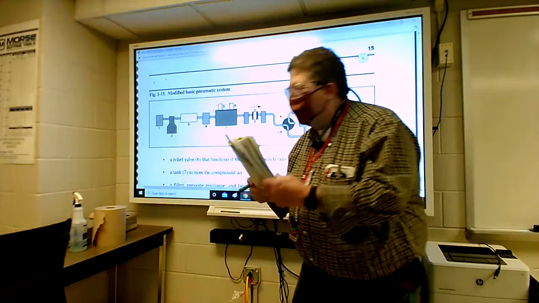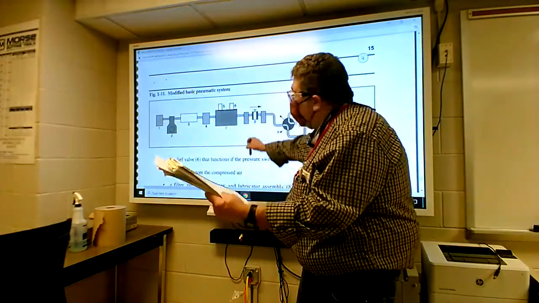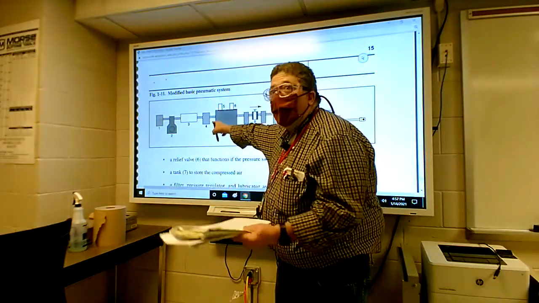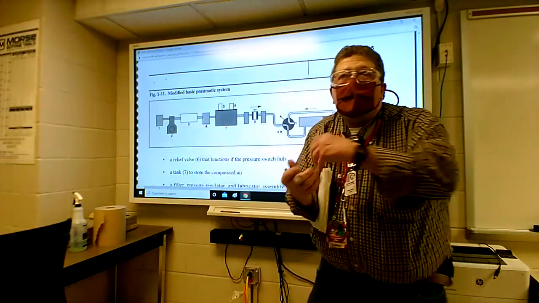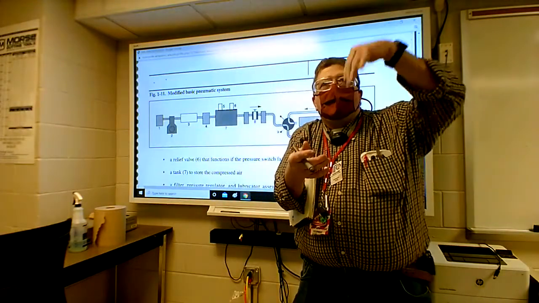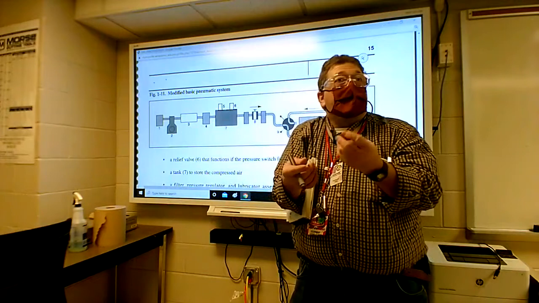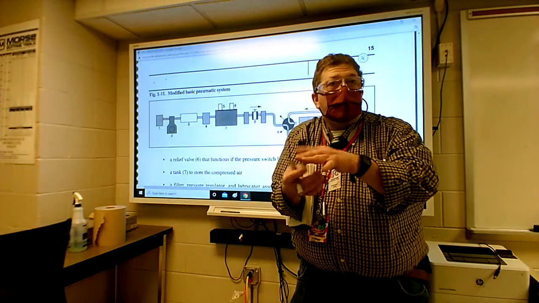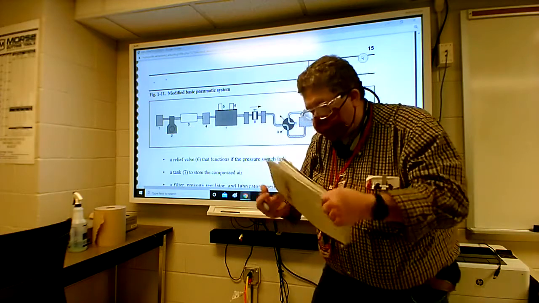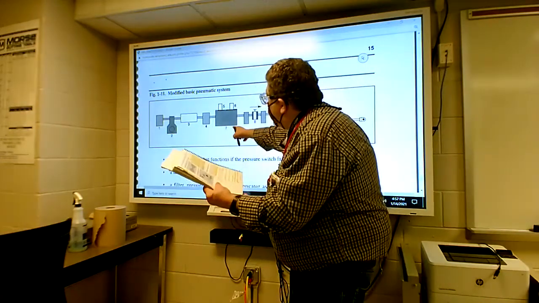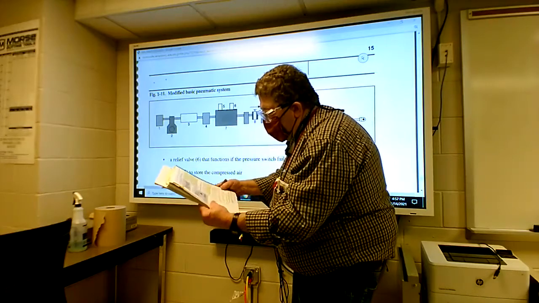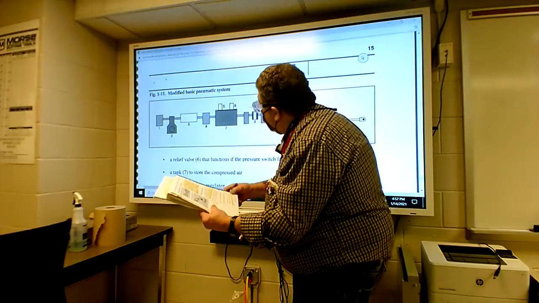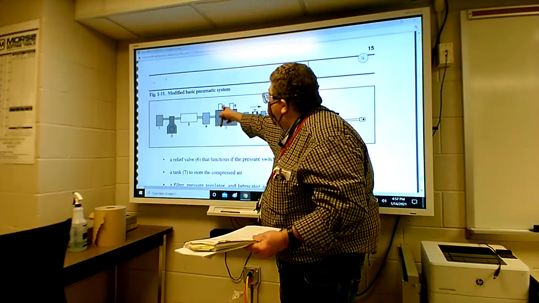You know? Yep. But the separator, you got a bowl in there, and the liquids will fall in the bottom of the bowl, and they'll either drain automatically with a float, or you've got to open a petcock to drain them. So it all depends on if it's automatic or manual drain. And then 7, well, actually, 5. What's 5?